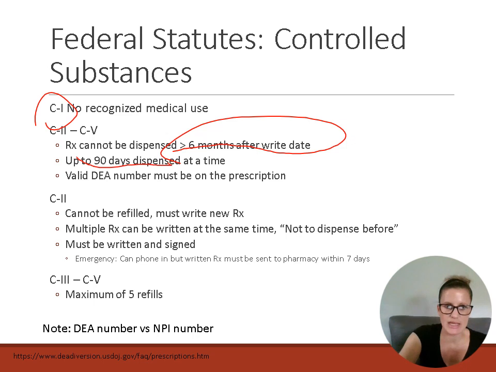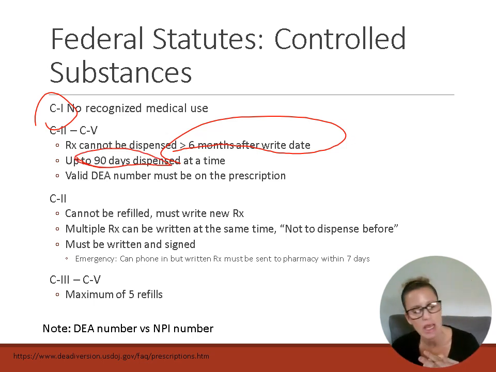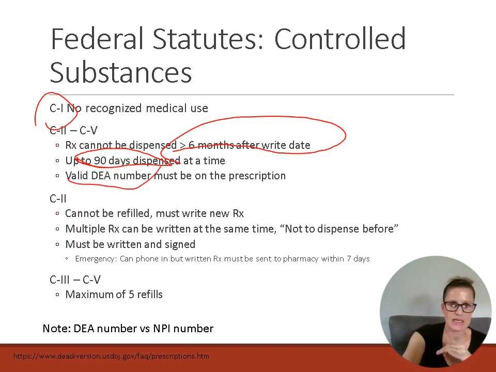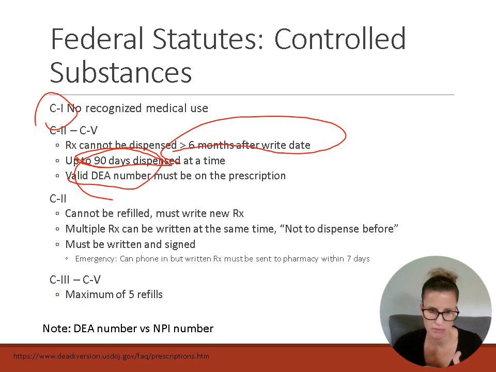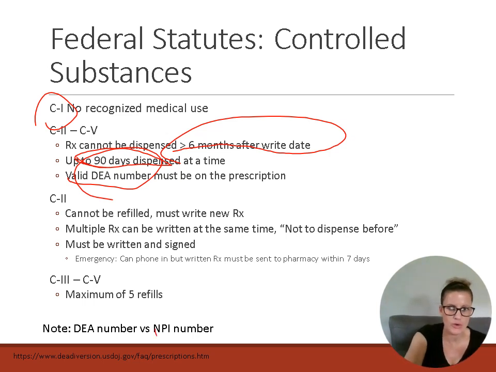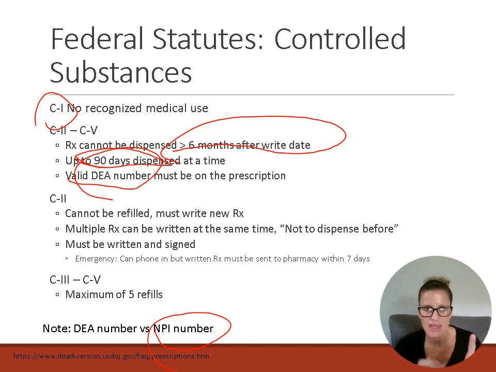Only 90 days can be dispensed at a time, so they cannot get more than 3 months worth at a time. And a valid DEA number must be on the prescription. As a prescriber, you're going to apply for multiple identification numbers with different purposes. So a DEA number is required to prescribe controlled substances. You'll also likely get what's called an NPI number.